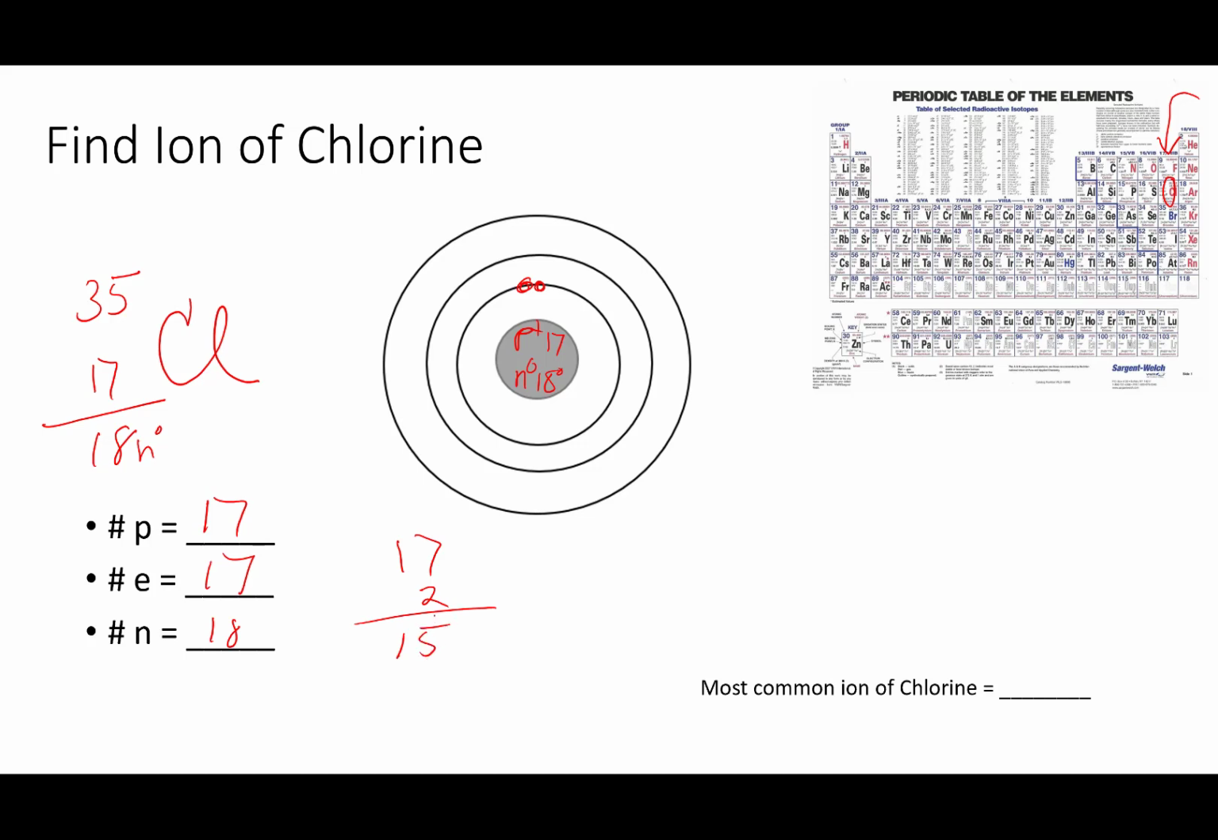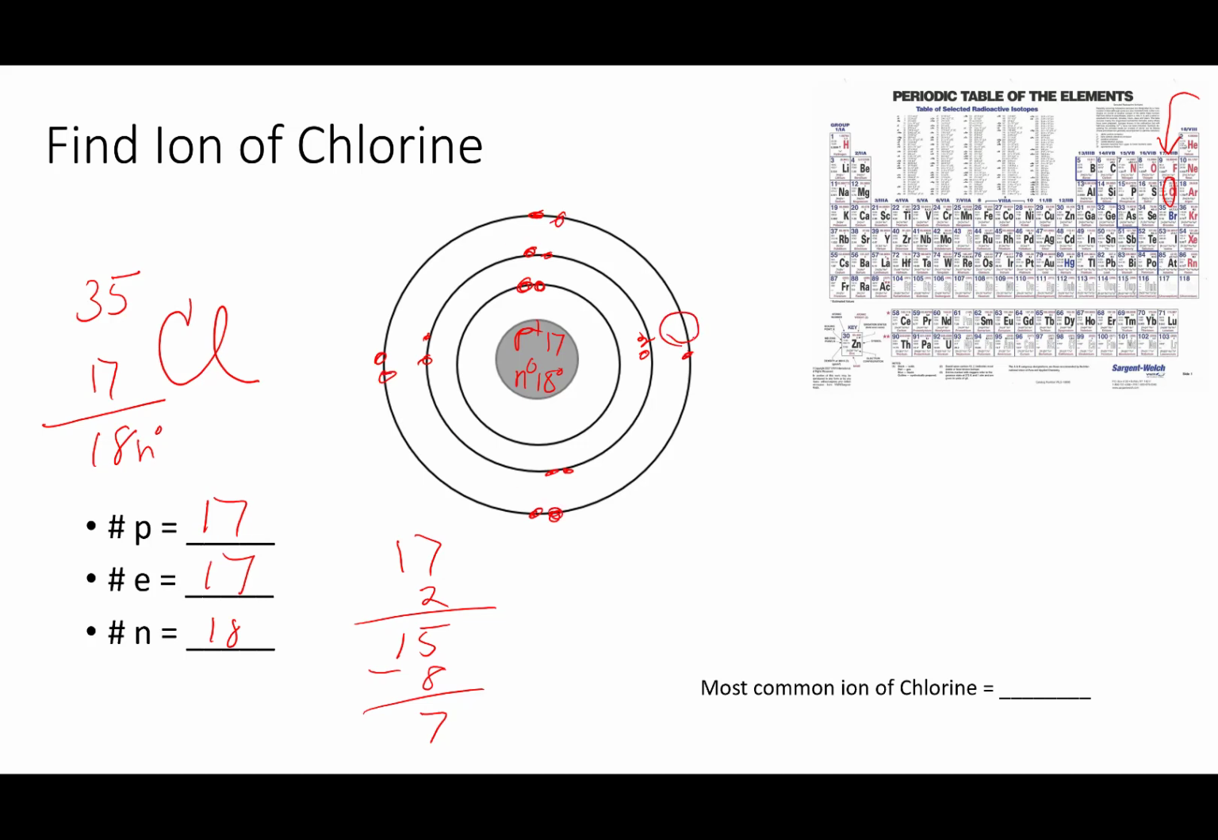Next energy level, maximum of 8. So we go around once: 1, 2, 3, 4, 5, 6, 7, 8. So I've used 8 and I have 7 to go. So the next energy level, I'm going to put those 7. I'm going to draw them off a little bit so we can kind of see them: 1, 2, 3, 4, 5, 6, and 7.